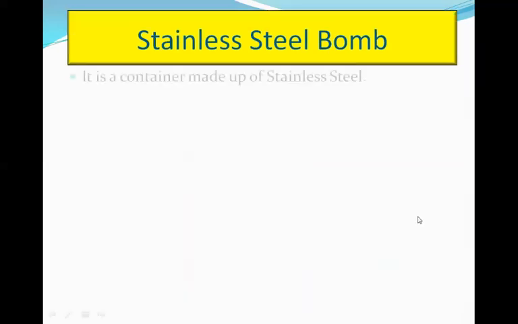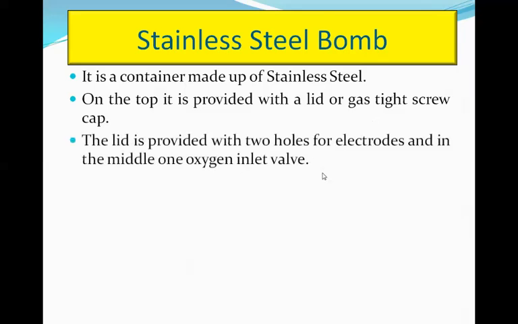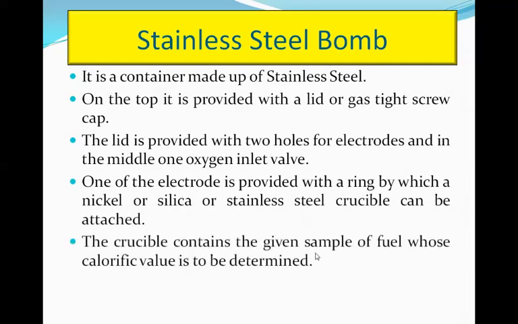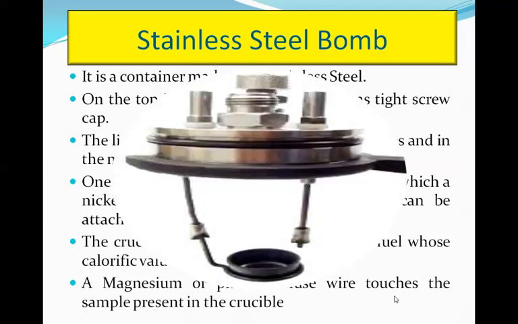So the stainless steel bomb is a container made up of stainless steel. On the top, it is provided with a lid or gas tight screw cap. The lid is provided with two holes for electrodes, and in the middle, one oxygen inlet valve, necessary for ignition. One of the electrodes is provided with a ring by which a nickel, silica or stainless steel crucible can be attached, and the crucible contains the given sample of fuel whose calorific value is to be determined. A magnesium or platinum fused wire touches the sample present in the crucible. It is only with the burning of this magnesium wire that the ignition process takes place.